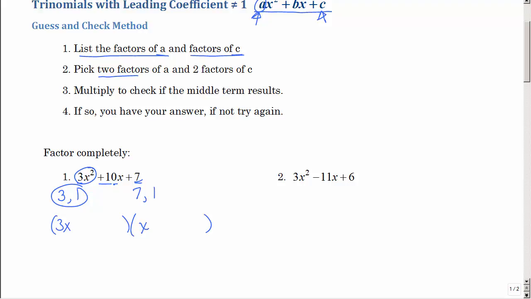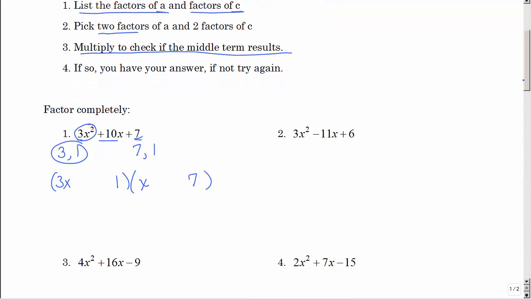So let's say I put the 7 here and the 1 there. I have to multiply to check if the middle term results. So let's see, if I multiply that, I get 1x. If I multiply that, I get 21x. I'm doing the FOIL method to check. I'm doing the OI, outer and inner, because those add up to the middle term. Well, that gets me 22x. That does not get me 10. So I know that that is not the right way to do it.